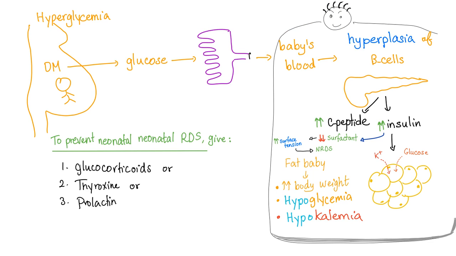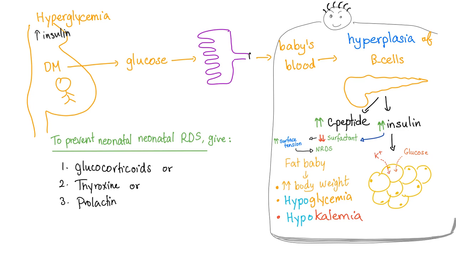Here is the story of the diabetic mother. Here is mommy with hyperglycemia. If she has type 2 diabetes, probably insulin is normal or increased. If she is type 1, insulin is decreased. Okay, only the glucose can pass through the placenta, the insulin cannot. Glucose passes through the placenta, goes to the baby's blood. Baby is going to respond. Hyperplasia of the beta cells in the islets of Langerhans in his pancreas, leading to increased insulin secretion. And when you increase insulin secretion endogenously, you will increase the C-peptide. Increased insulin will lead to decreased surfactant, increasing surface tension, neonatal respiratory distress syndrome.